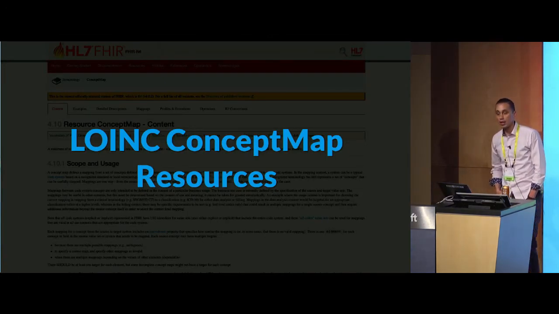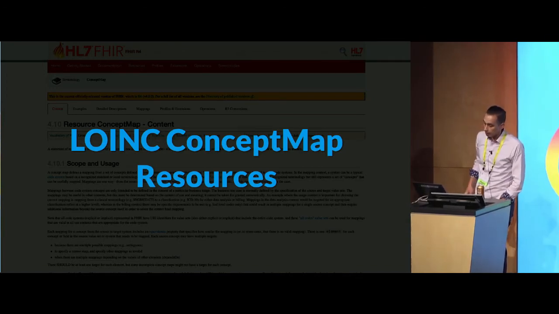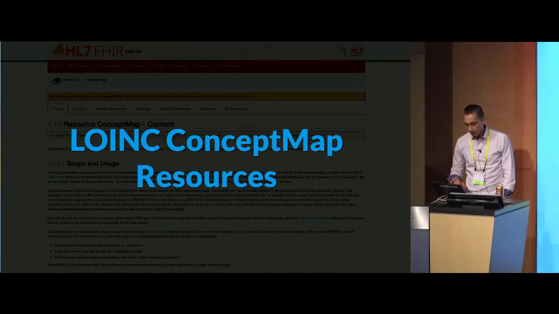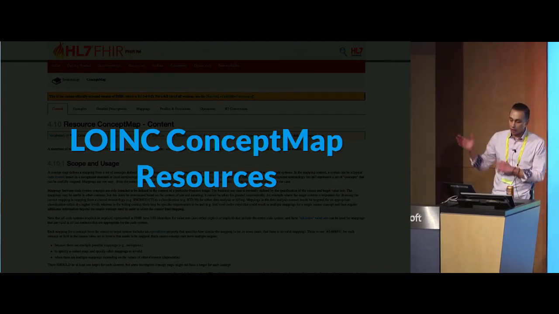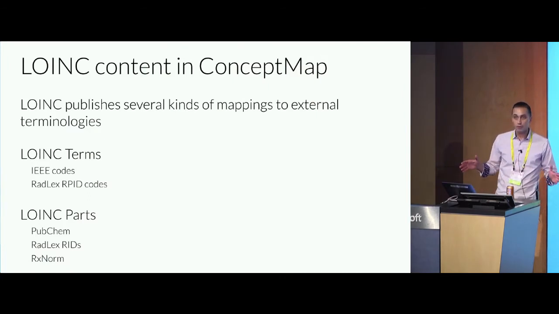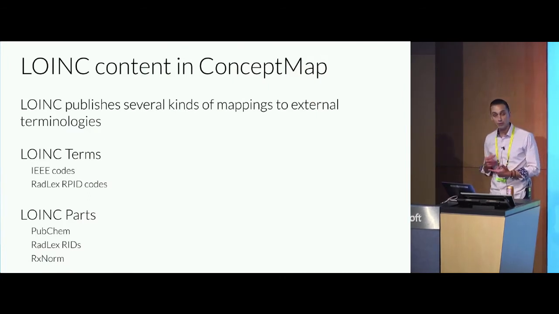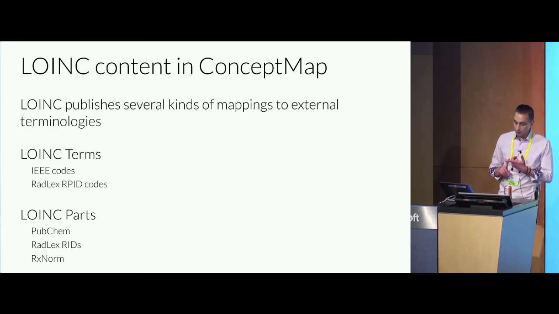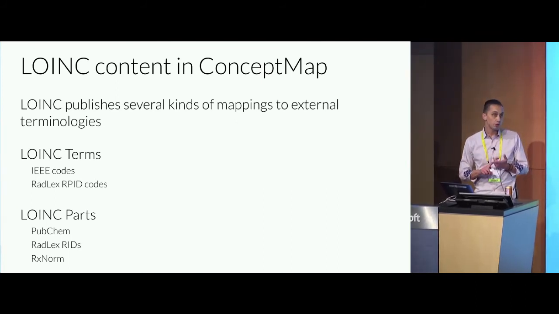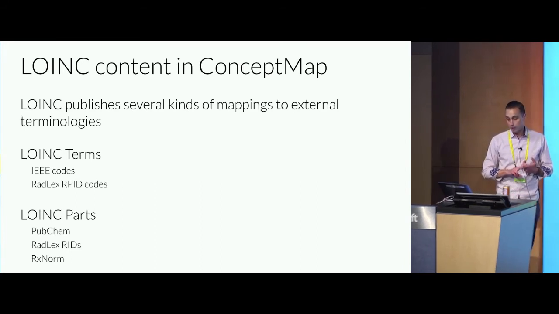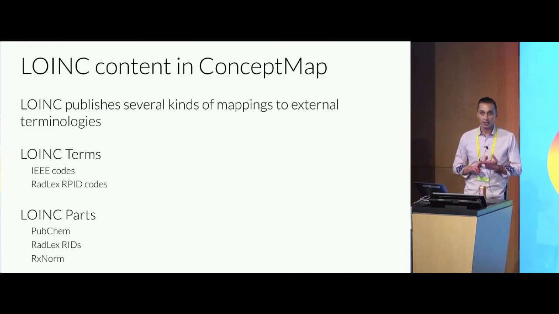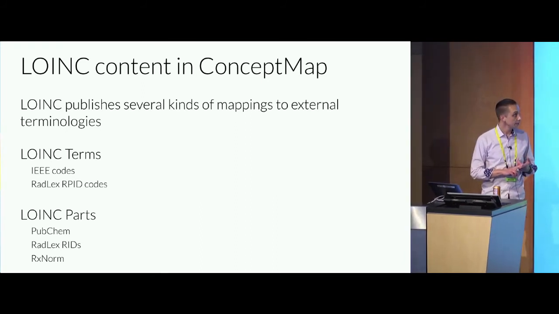So the last terminology resource that I want to mention is the concept map resource. The concept map resource has a structured connection between codes in one code system and codes in another. As part of the LOINC distribution, we officially publish a couple of different kinds of mappings to other terminologies. There's a vetted list of LOINC terms that are linked to IEEE codes. There's a linkage between LOINC radiology terms and the corresponding RPID code from RADLEX, which is the RADLEX procedure ID. Those two link LOINC terms to other vocabularies.